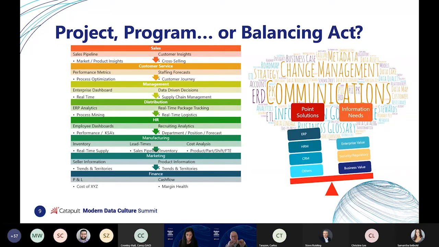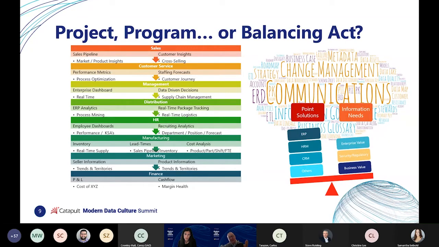And so you have to start breaking down those barriers, those information silos, to start to pull in and consume information. Now, the key challenge in there is that it is a balancing act. If you look at my very simple diagram over on the right, these are common challenges, right? We have an ERP, we have an HRM, we have a CRM, we have other point solutions. Maybe it's something you built in the 90s. I mean, who knows? And then on the other side of that, we have information needs, and what are we trying to achieve there? We want enterprise value.